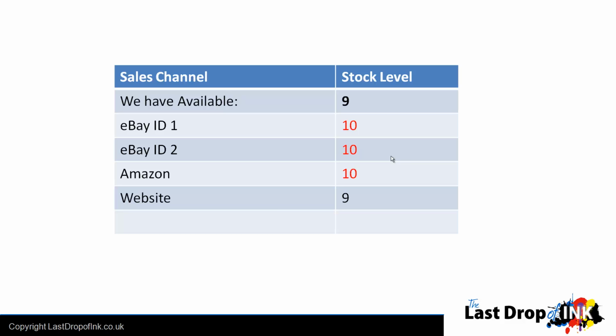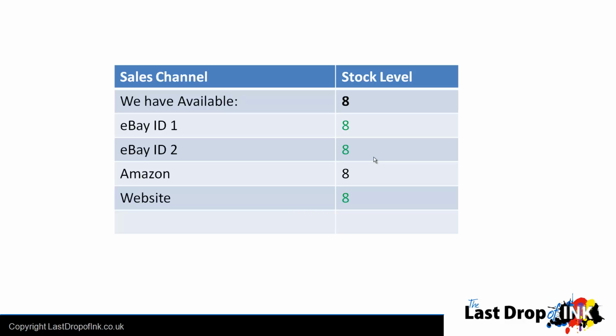So what happens when we go and sell an item? Let's say we sell one of those pairs of sunglasses on our website. We've only got 9 in stock. That means that Amazon, eBay ID 1 and eBay ID 2 are out of sync, as we've got 10 in stock on those. The channel profile will kick in and change those down to 9, and then our stock levels come back true. Now let's say that we go and sell an item on Amazon. Amazon's now gone down to 8, our other sales channels are out of sync, and the channel profile kicks those into 8.